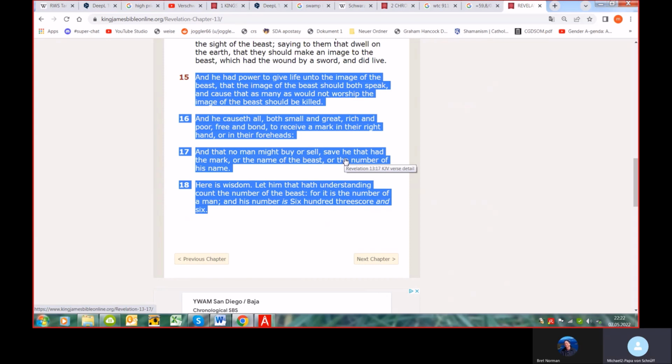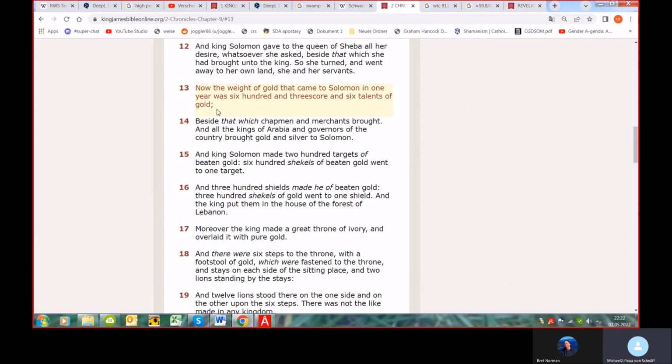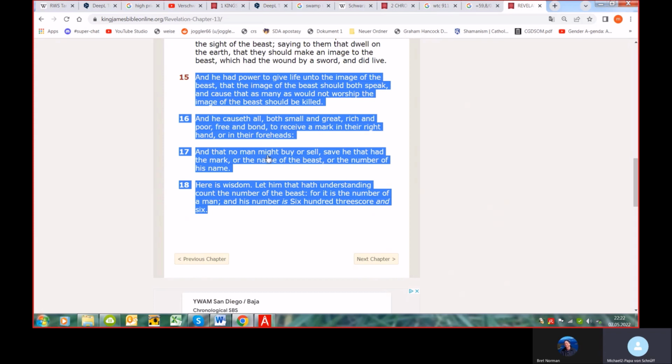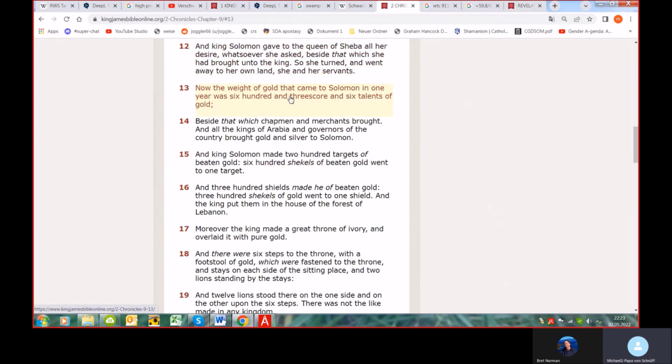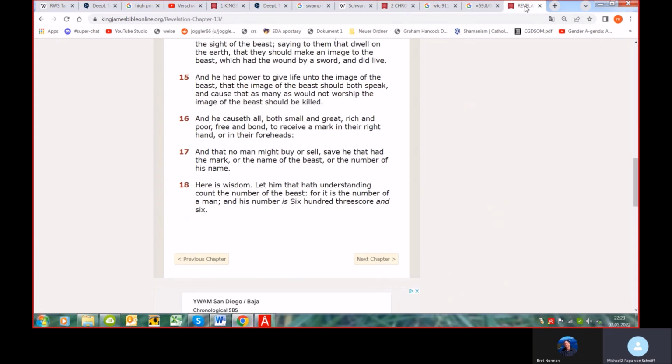Now, what is the combination of the two chapters in the Bible when they speak about 666? In Second Chronicles 9:13, it is the talents of gold. And in the book of Revelation, it is the condition that no man might buy or sell, save he that had the mark, the name of the beast, or the number of his name. The number of his name, 666. Without 666, you might not buy or sell. Second Chronicles tells you that Solomon possessed in one year 666 talents of gold. So both mentions of 666 in the Bible have something to do with wealth and power.